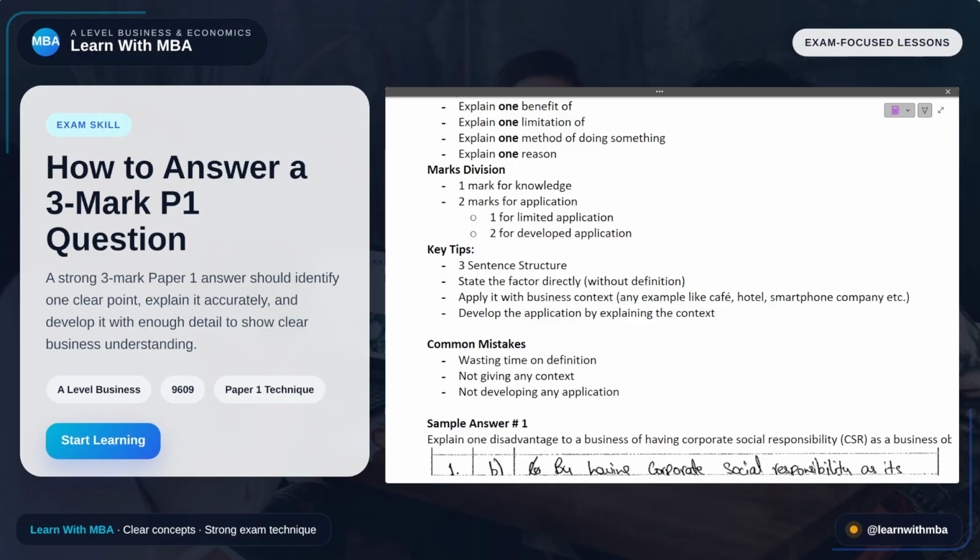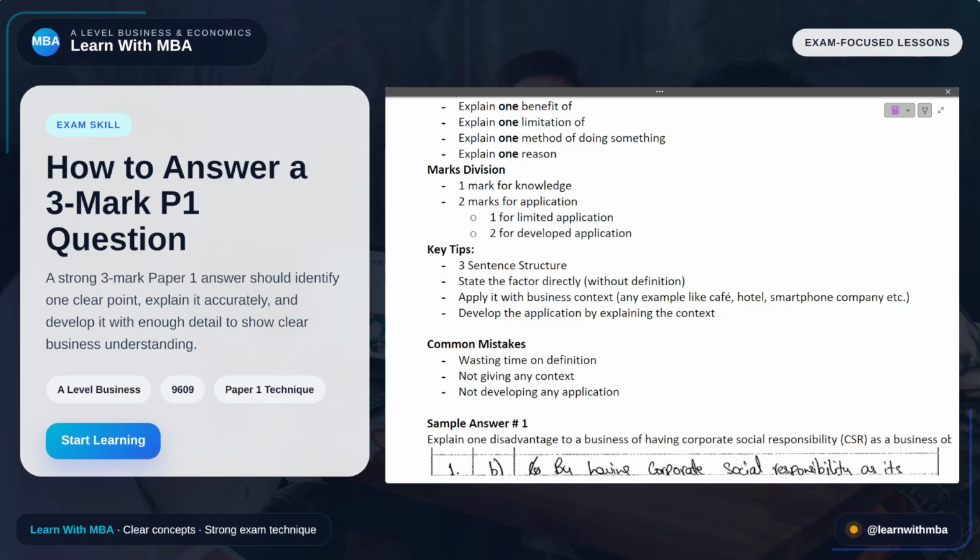The second mistake that students do is that they don't give context, right? So some students would give a business point, but they would keep it too general. For example, if the question is, okay, explain one disadvantage to the business of having CSR, they may just write CSR increases costs and just stop there and do nothing about it. Now, this shows some knowledge, so you get a mark for that. But where is the business? What kind of firm? How do costs rise? What is the situation, right? So without a context, the answer stays weak and you're not able to access those application marks which are there.